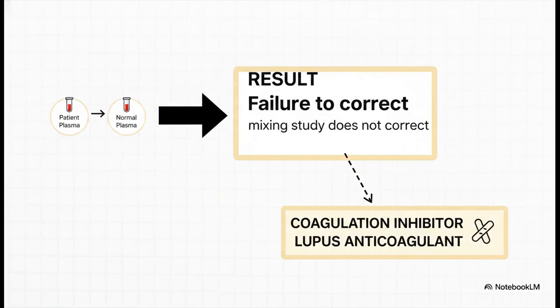A prime example of an inhibitor you'll be tested on is the lupus anticoagulant. It's actually an antiphospholipid antibody that binds up the phospholipids used in the lab test. So it artificially prolongs the PTT in the test tube, even though it's causing a prothrombotic state in the actual patient. And because it's an inhibitor, it will not correct on a mixing study.